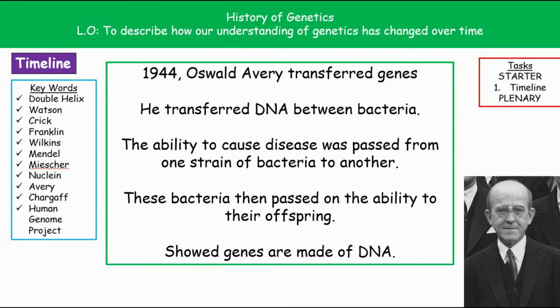The third scientist to join our genetics party is Oswald Avery, and his work was carried out in 1944, so we had a bit of a gap between our last ones. And he actually was looking at bacteria, and he worked out that you can transfer DNA between different bacteria, and that then meant that the ability to cause disease was passed from one strain of bacteria to another. And then those bacteria passed on the ability to their offspring. So from that work, he worked out that genes are made of DNA.